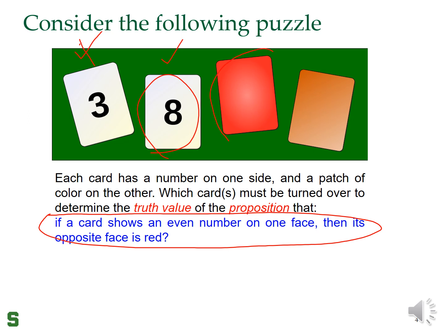The third card is already red, so if its back has an even number, wonderful. If it doesn't have an even number, we don't care, so this is a card we don't have to check. The fourth card is not red, and that means that we want to make sure that on the back of this there is no even number, so we need to flip this card to check that it does not have an even number on the back of it.